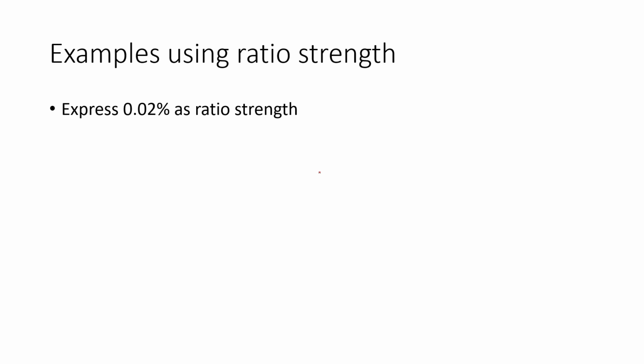Express 0.02% as ratio strength. So ganito po yan. 0.02, katulad na sinabi natin kanina, pwede natin convert yan into grams per ml. So paano po natin gagawin yan? 0.02 grams over 100 ml. So naka-fraction na po yan. So mas madali na po pwede natin convert into ratio. Ilagay nyo lang po ito sa taas, then lagyan nyo po ng colon. So the ratio strength is 0.02 is to 100. Pwede po natin express yan that way.